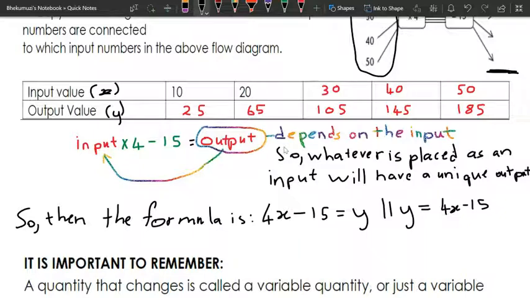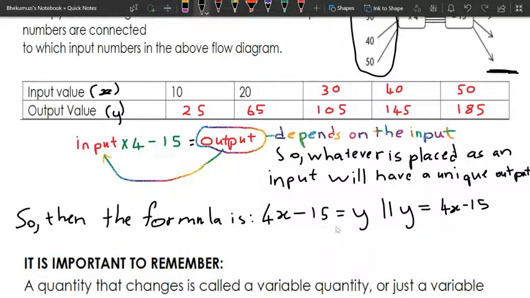And remember, the output depends on the input. So whatever is placed as an input will have a unique output, right? So then the formula that we would write it out as, we'd say it's 4x minus 15 is equal to y, right? Or you could write it as y is equal to 4x minus 15.